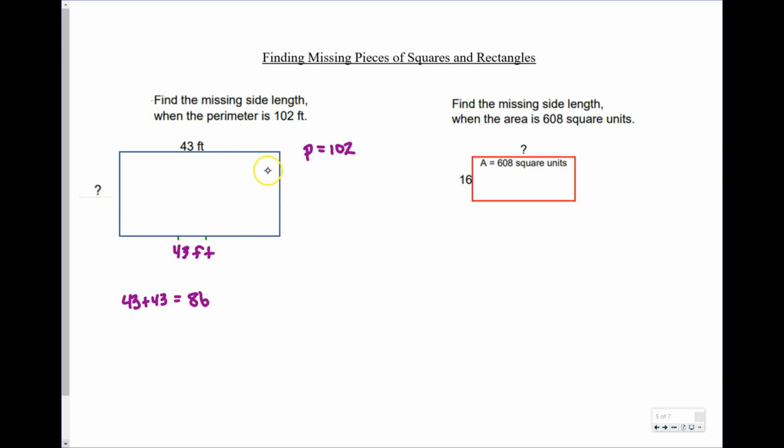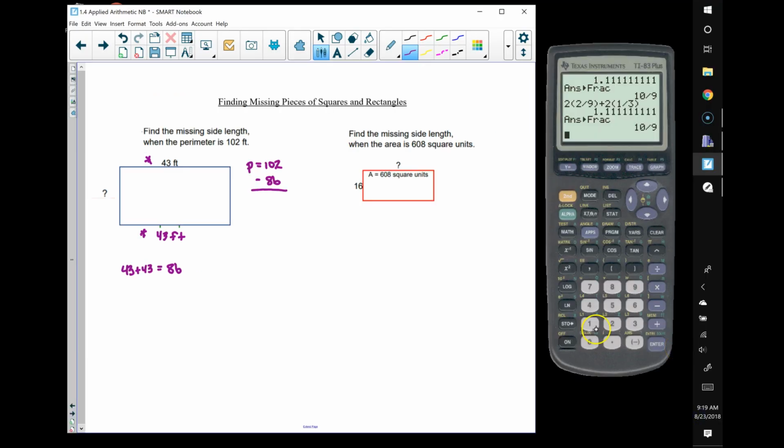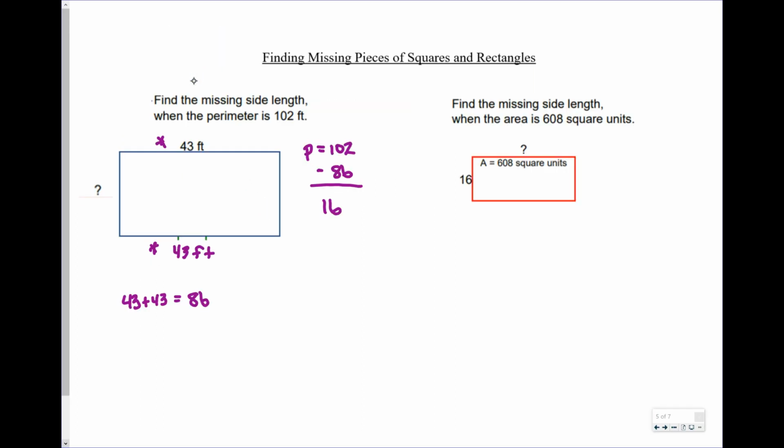So 86 feet of my 102 total are coming from this side and that side. If I subtract that 86 from my perimeter, let's do that in our calculator here, 102 minus 86, that's going to give me 16, okay? So that means when I get that 16, it does not mean that both these two sides are 16.